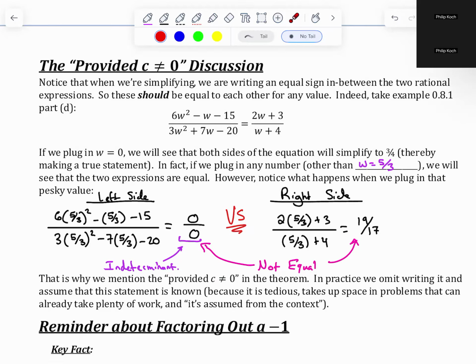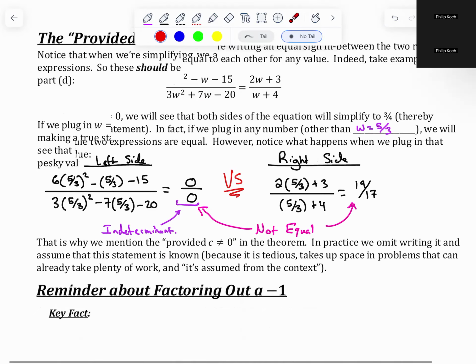And it's usually assumed from the context that you can just state that they're equal, provided that fact. We all assume it and we stop writing it. But it is important to understand that it's there.